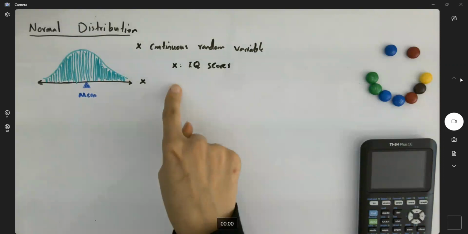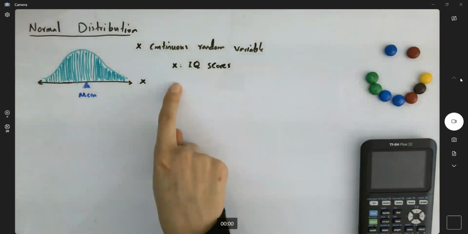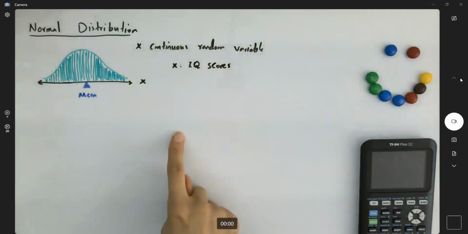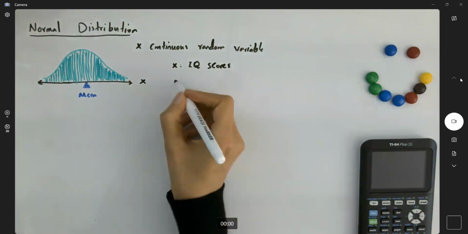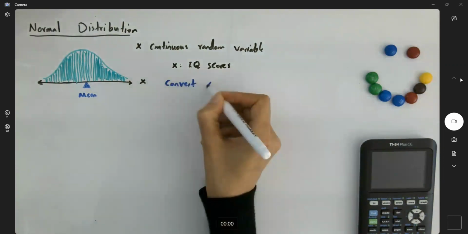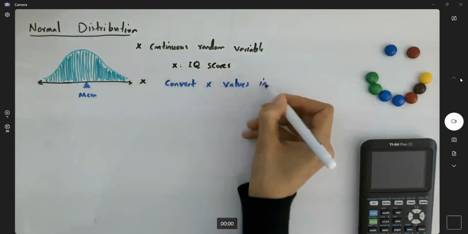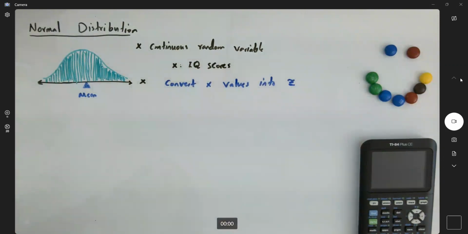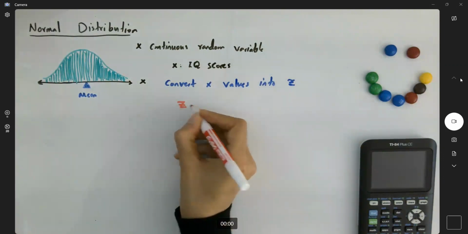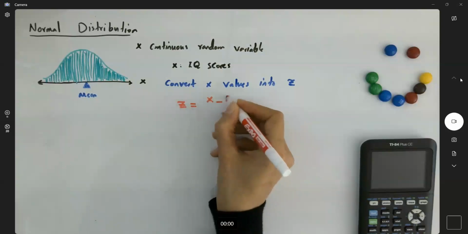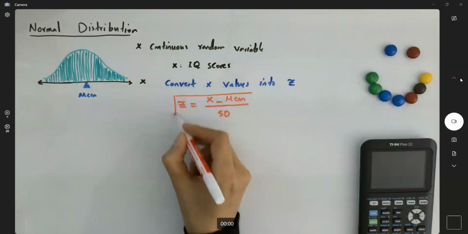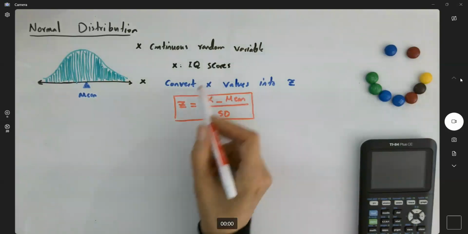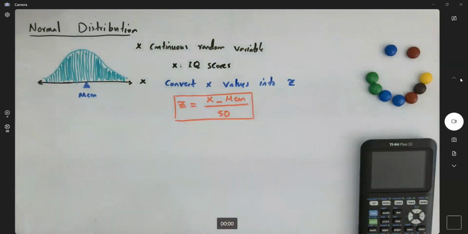But in many cases, we are not allowed to use x values. We have to convert x values into z values, z scores. To convert x values into z, we're going to follow the formula z equals x minus the mean divided by the standard deviation. This machine helps us to convert x values and find z values.